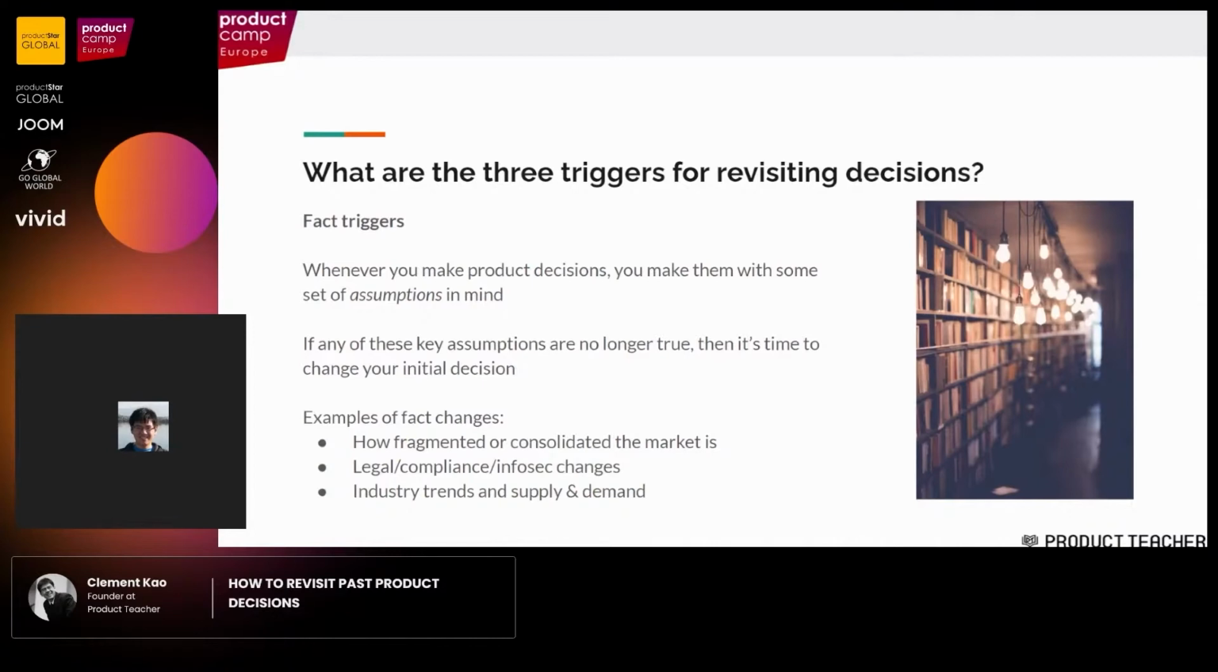We may no longer get the return on investment that we're looking for if we continue down the path that we previously did. And so examples of where facts will change in your environment: sometimes the market will become very fragmented, or sometimes it will suddenly consolidate. Sometimes different countries will pass different laws, and that then means that we have to change the way in which we are building and shipping products. Sometimes industry trends will suddenly shift. Sometimes supply and demand will shift. And of course, all of us are very much aware of the pandemic, right?